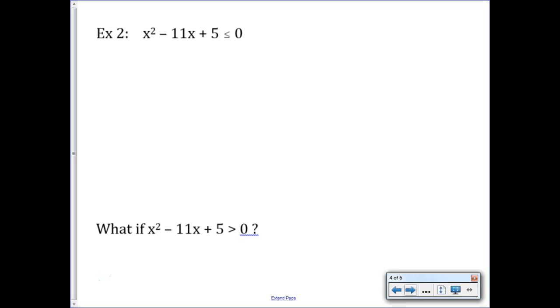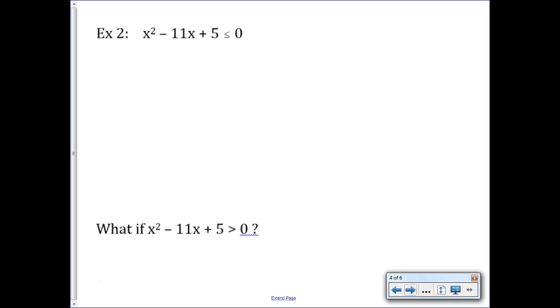So x squared minus 11x plus 5 is less than or equal to 0. So you could factor this. You could complete the square with this. You could solve by quadratic formula if you wanted.